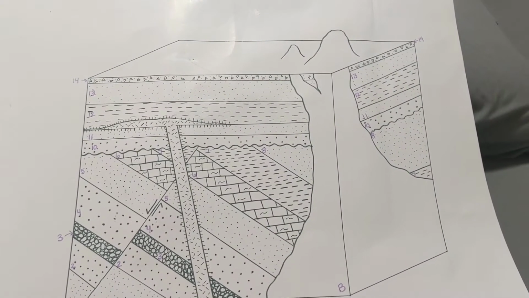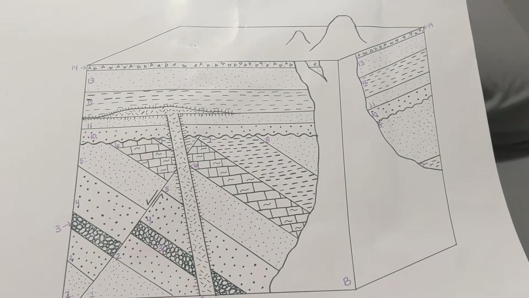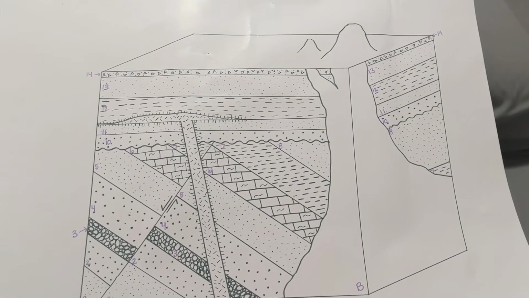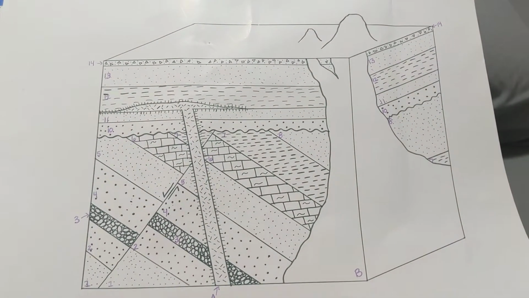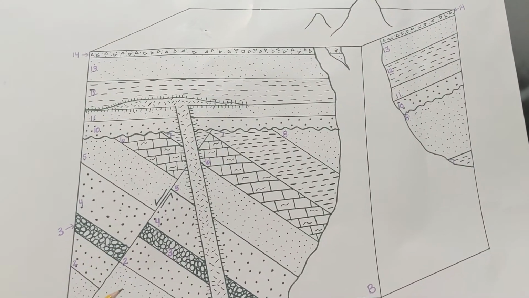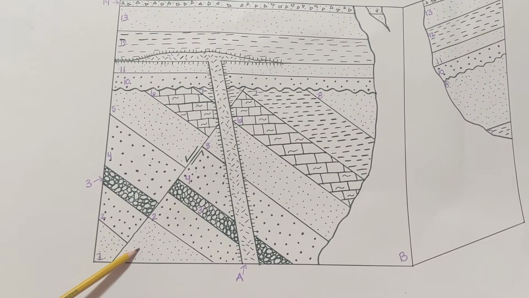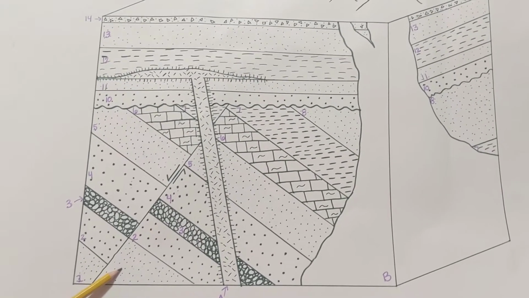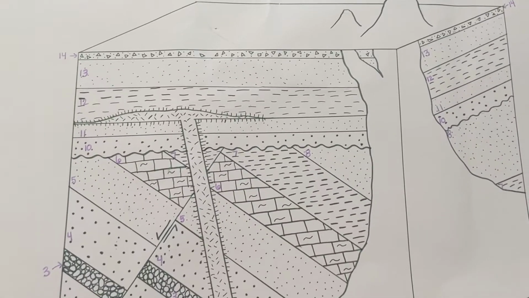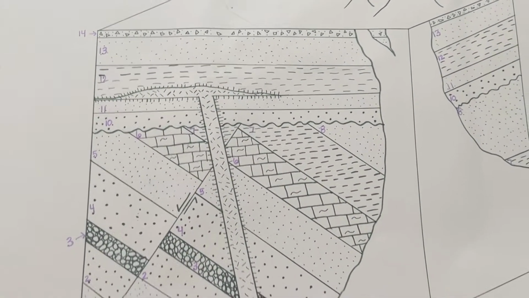This block diagram represents a volcanic region which has undergone a variety of geologic events. So we will start with the oldest layer, and because we know from the law of superposition that the layers at the bottom are oldest and get subsequently younger, Unit 1 down here is our oldest, and then all the way here at the top, Unit 14 is our youngest.